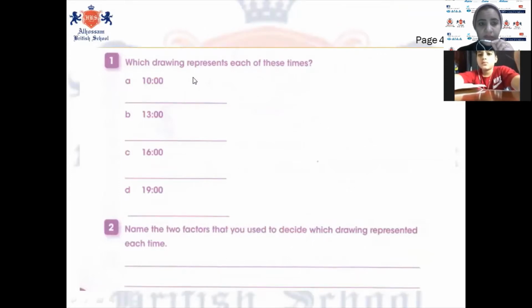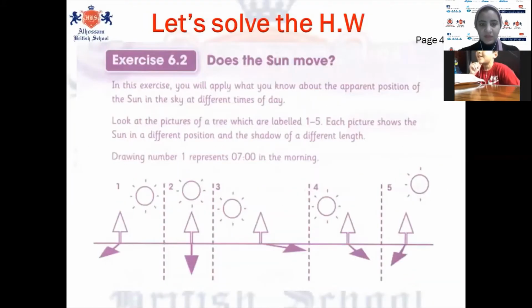10 in the morning, 10 a.m. Which one? Look at your book. 10 is number 2. Number 2. See the answer. Number 2. Look again at the picture, Ahmed.